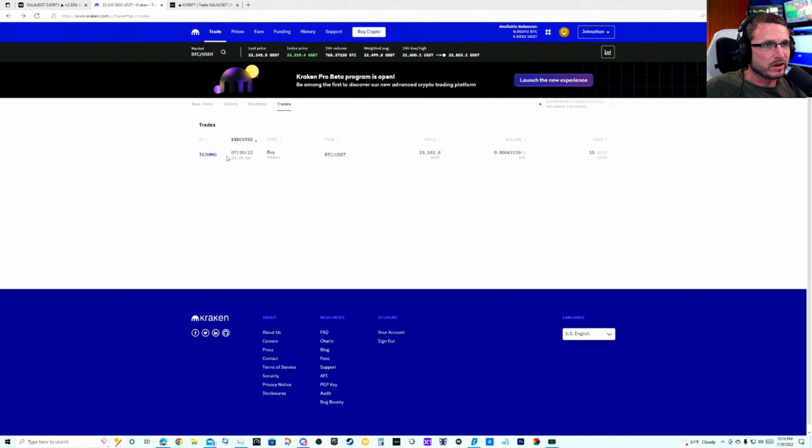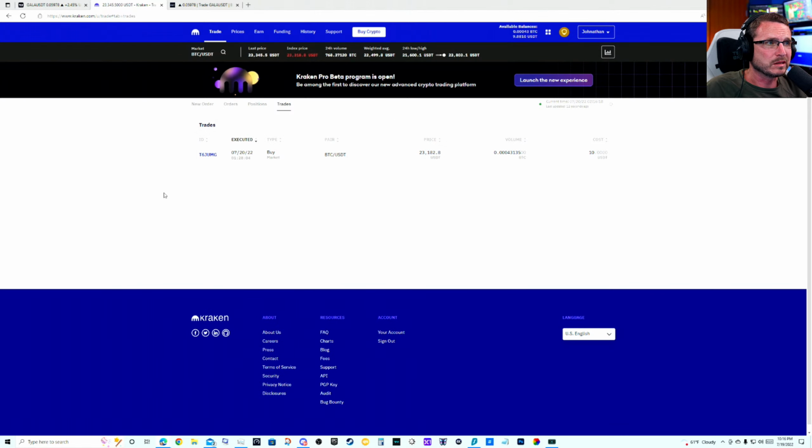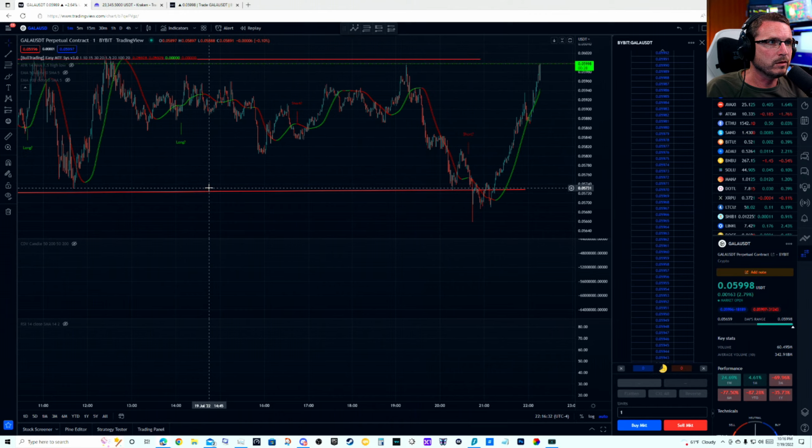I'm gonna try to figure out why in the heck I can't close this on Kraken. Heck, I might just leave it here and just let it run, whatever. But if anybody's got any questions, I'm fixing to close this thing out, and I'm gonna trade. I'm gonna be trading tonight. There's still a lot of volume.